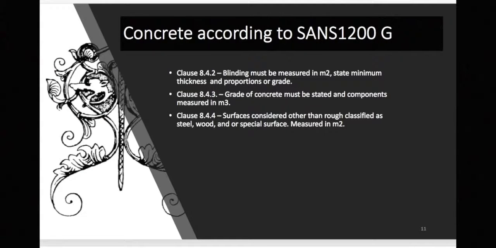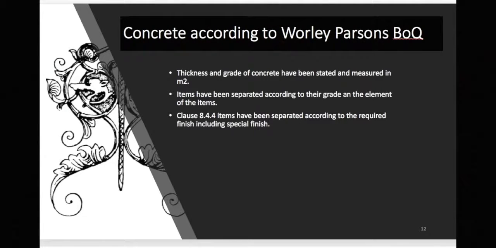The thickness and grade of the concrete in the blinding have been stated, therefore the concrete has been measured in meters squared. The items have been separated based on the grade of the item and for the element of the structure in accordance with clause 8.1.3.2. The proportions and elements have been stated as well. The items in clause 8.4.4 have been separated in accordance with their required finish as well as a special finish. The measurement of the concrete in the Worley Parsons BOQ complies with the standard requirements of the SANS 1200G document.